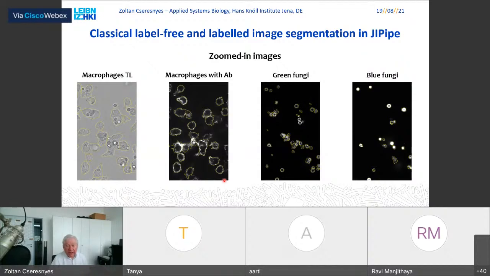There is a second line of that where we also combine this analysis pathway or workflow with deep learning based analysis, but that's not really the subject of this presentation either. So I will skip that. If there are questions about it, of course, then I can show that.